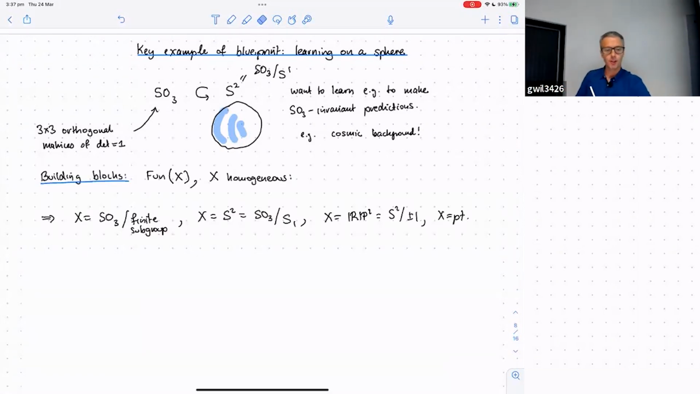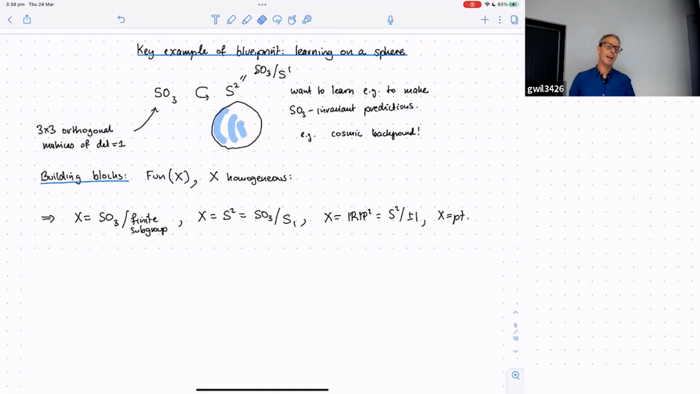So the building blocks. What are the homogeneous spaces for SO3? So this is in a Lie group. So I can ask, what are the dimensions of the subgroups of SO3? There's a whole lot of interesting finite subgroups of SO3. For example, the symmetries of the icosahedron form a very interesting subgroup of SO3. And then you have the two sphere and RP2, and then you have a point, and that's it. Okay. So our building blocks are rather restricted, which is interesting.